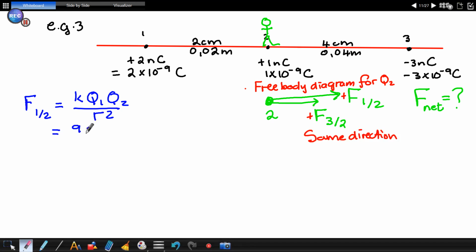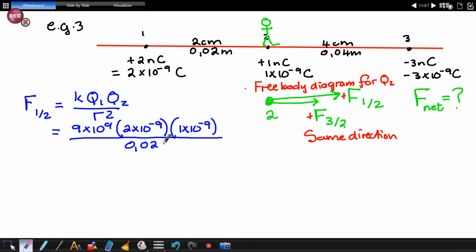k is 9 times 10 to the 9. Q1 is 2 times 10 to the minus 9. Q2 is 1 times 10 to the minus 9. And the distance is 0.02 squared. What do we get as the value of that? 4.5 times 10 to the negative 5 newtons, repulsion.